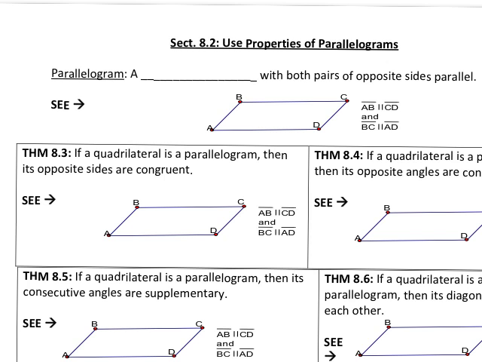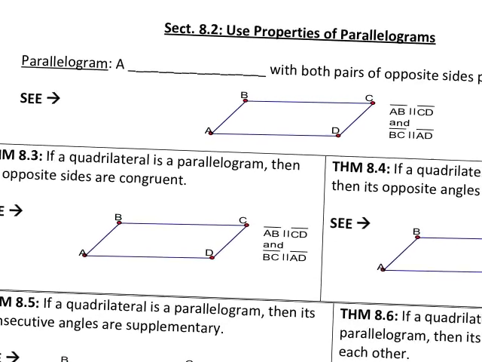Okay, a parallelogram. Well, first of all, 8.2, properties of parallelograms. A parallelogram is a quadrilateral, which is a four-sided figure, with both pairs of opposite sides that are parallel.